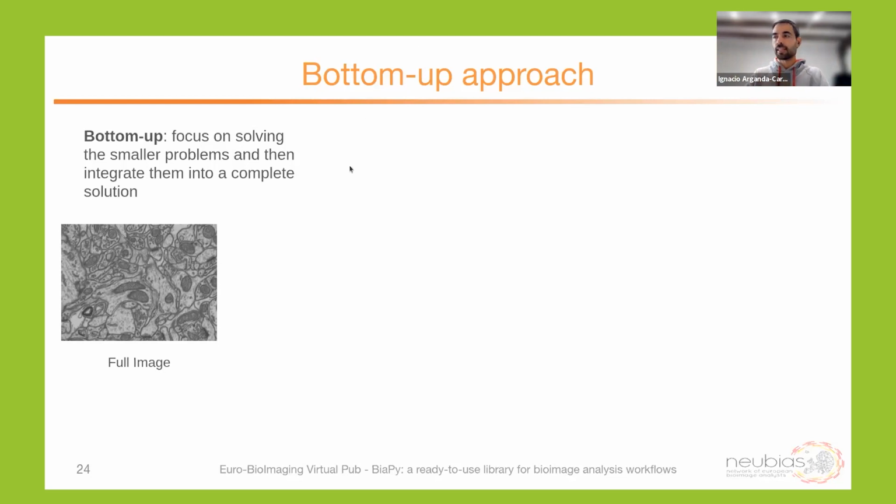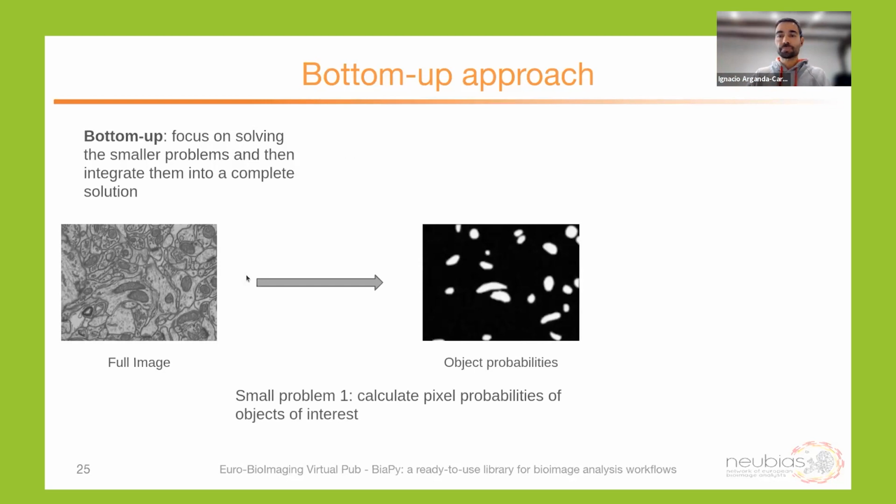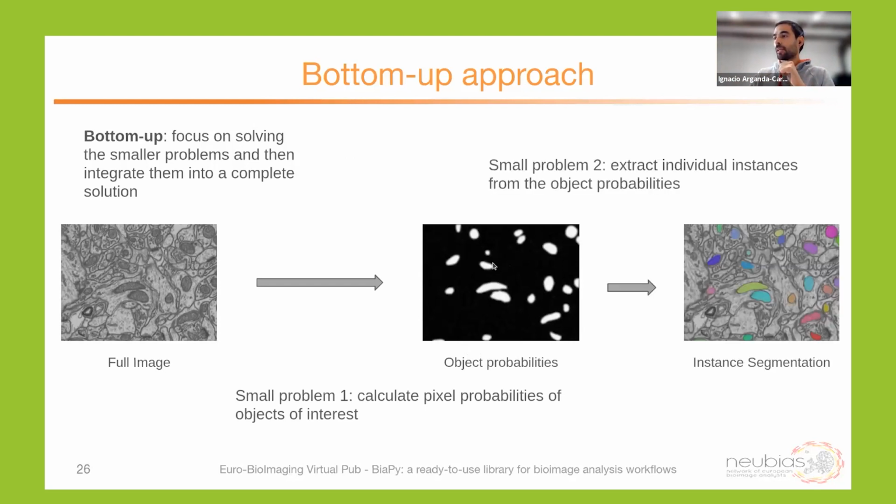Now, let's see an example. Again, with our image from the previous dataset, we could say my small problem number one could be to calculate the object probabilities of my objects of interest, in this case mitochondria. And we have something like this, a very nice prediction. And my small problem number two would be, out of these individual probabilities, to extract every instance. So we have this colorful representation of the instances.